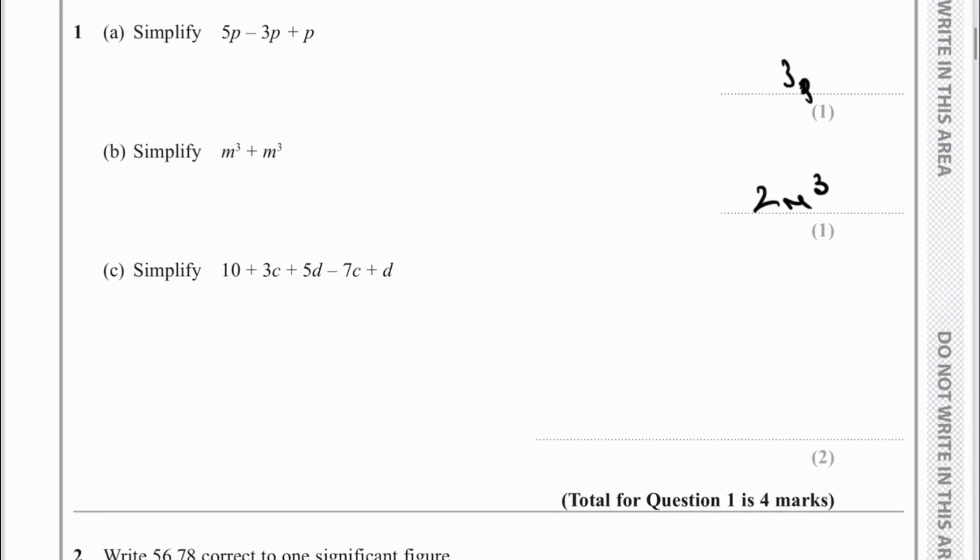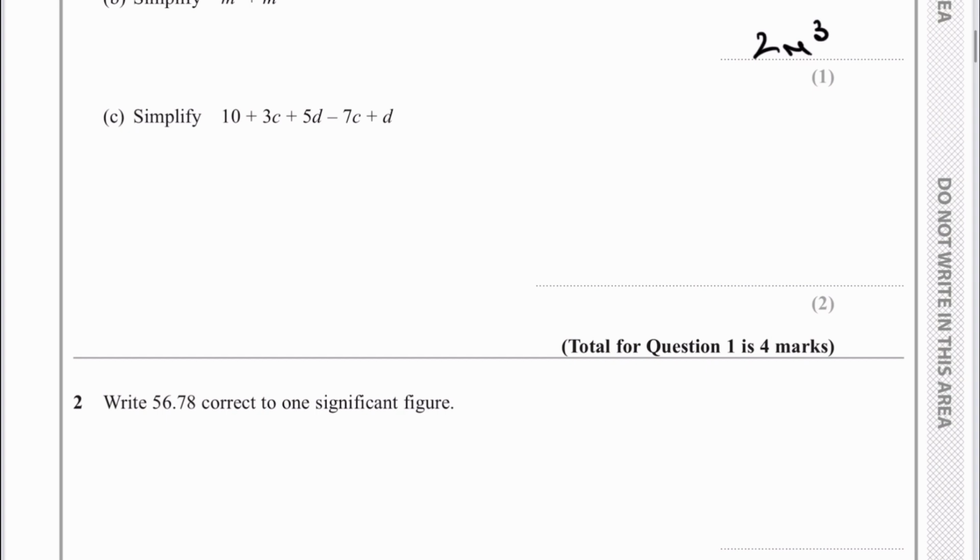Okay, and then a final simplification, which is this particular one at the bottom here. So what I would do is I would just underline the bits that matter to me. So I've got 3c and minus 7c. Remember that minus is part of it. So 3c minus 7c is going to give us minus 4c. And then if I look at the d's, I've got 5d plus d, and that's going to be plus 6d, and then I've got a 10 over here.